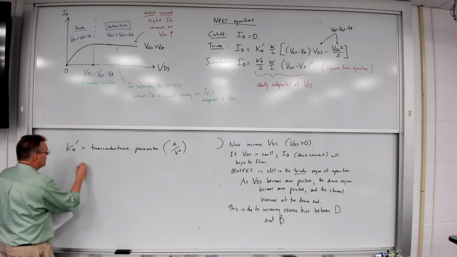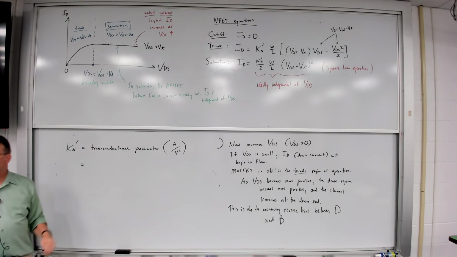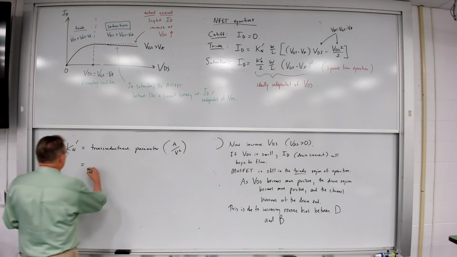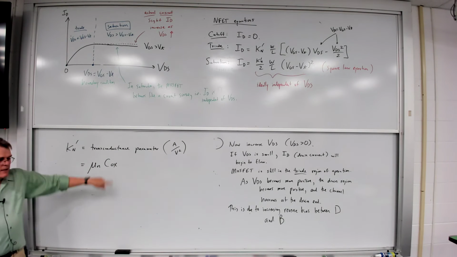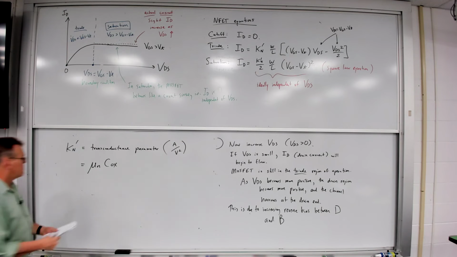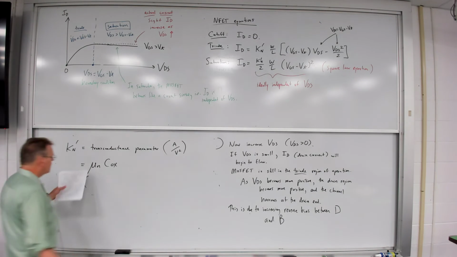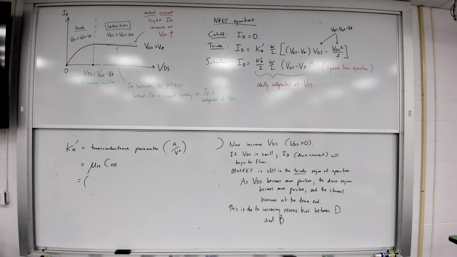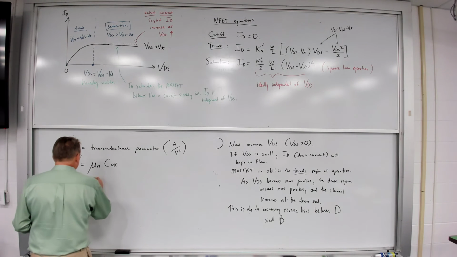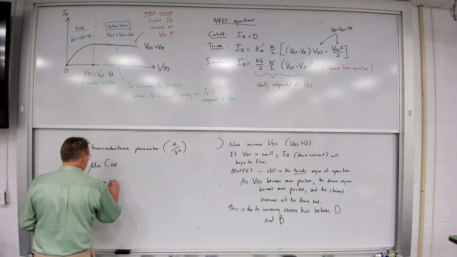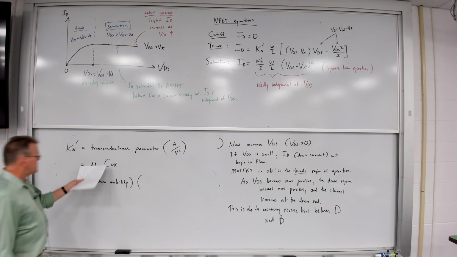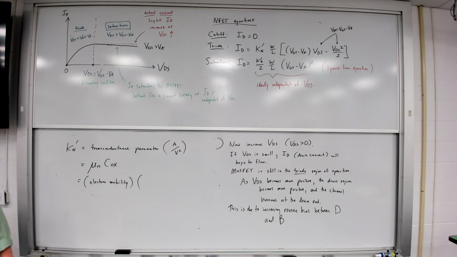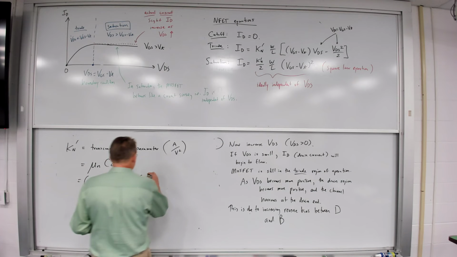What is this equal to? Well, the transconductance parameter is a function of the following: mu sub n times Cox, where mu sub n is the mobility of the electrons in the channel. What is Cox? Cox is gate oxide capacitance per unit area.